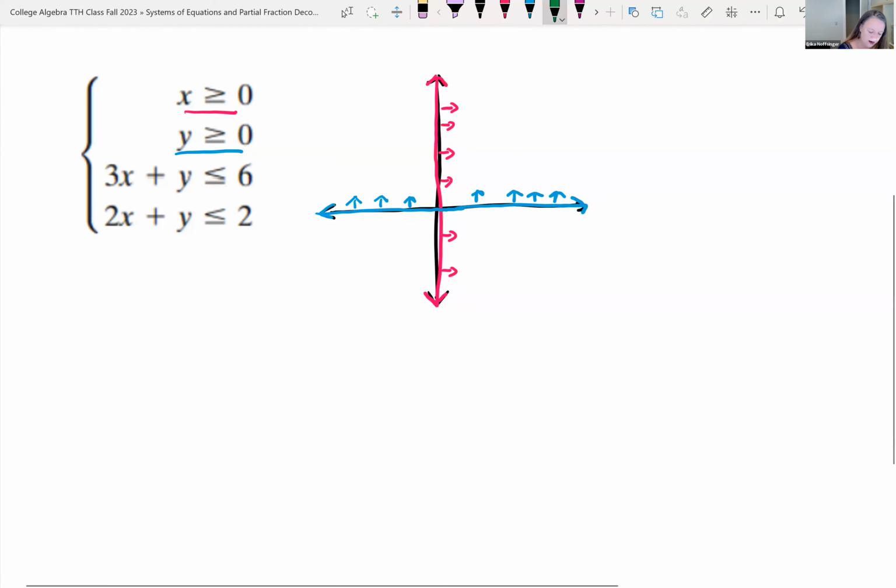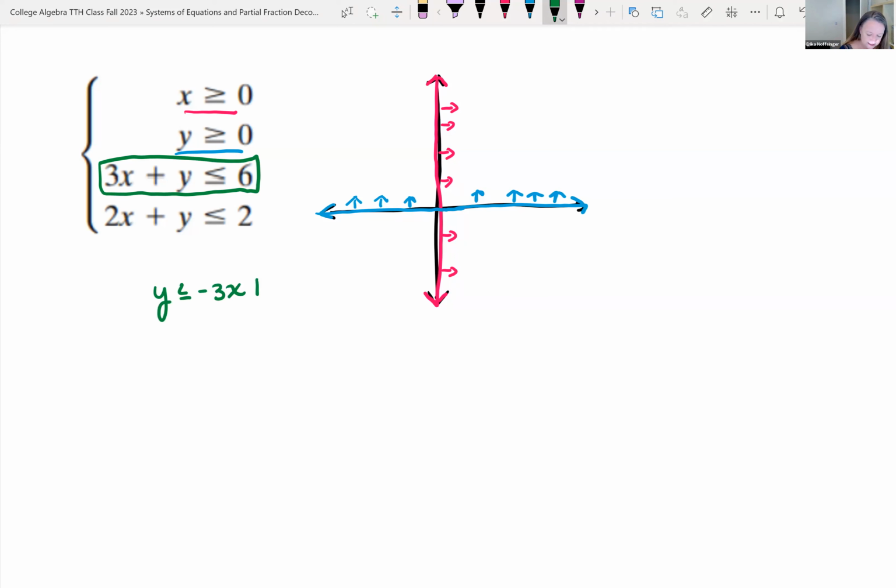If I want to look at the graph of 3x plus y is less than or equal to 6, well, let's put that in y equals mx plus b form. Let's subtract 3x. So I have y is less than or equal to negative 3x plus 6. I can tell there that my y-intercept is at 6. My slope here is negative 3, but I could write that as negative 3 over positive 1 or 3 over negative 1. So if I went down 3, I'd go over 1 to the right.